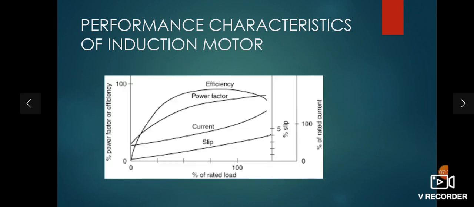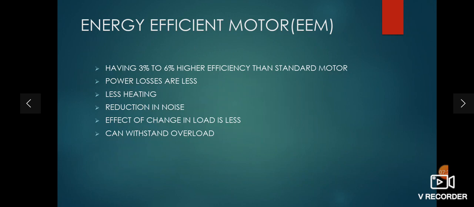Another method is to use an energy efficient motor instead of a three-phase induction motor or any AC motor. Now what is an energy efficient motor? An energy efficient motor means a motor whose efficiency is 3 to 6% higher than the standard motor.